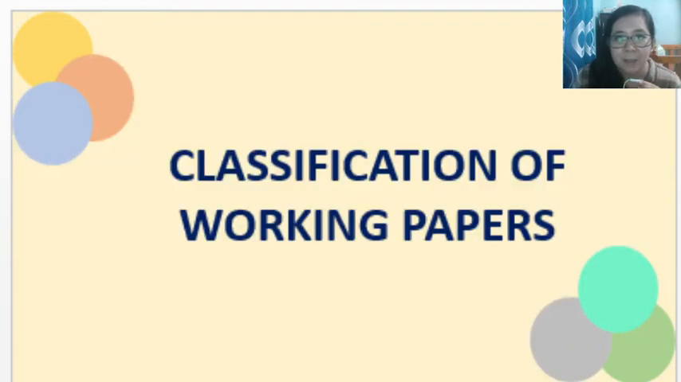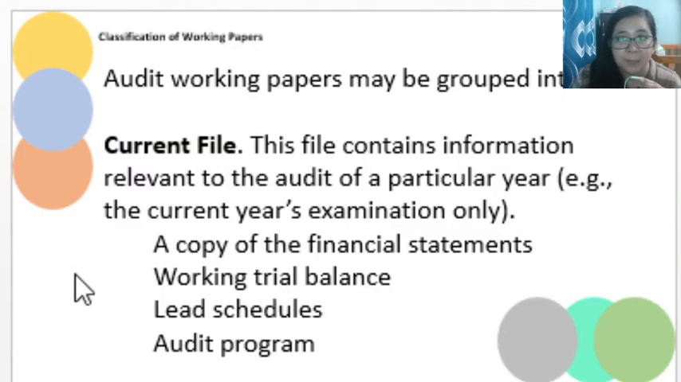The next topic is about the classification of our working papers. In this case, our audit working papers may be grouped by the auditor according to the following. First, we have what we call the current file. This file contains the information which is relevant to the audit of a particular year. That's why it's called the current file. Again, this relates to the current year's examination only. This may include a copy of the FS, working trial balance, lead schedules, and the audit program.